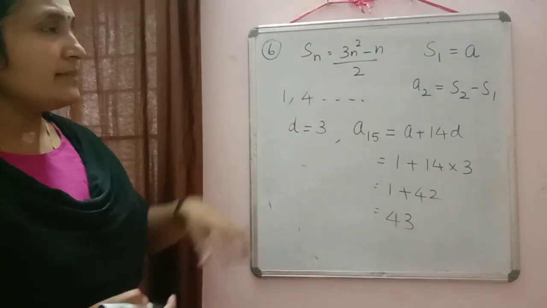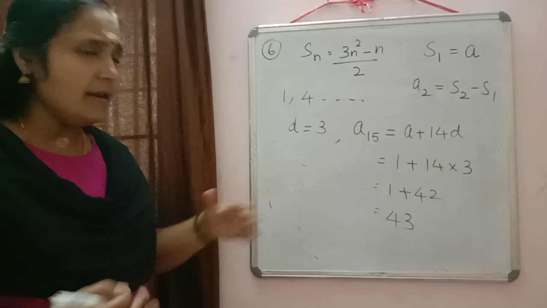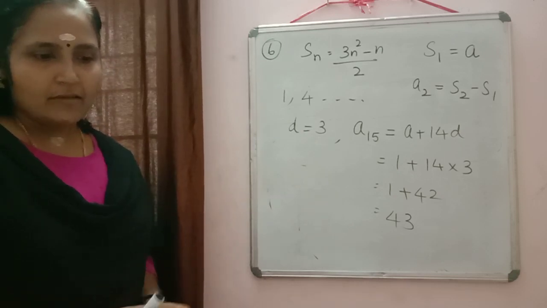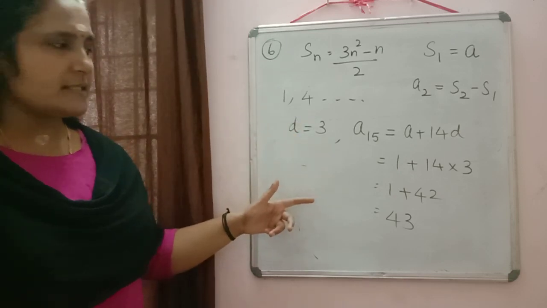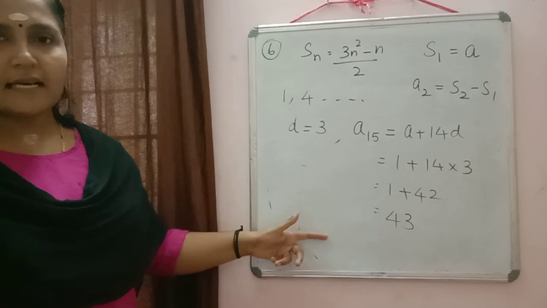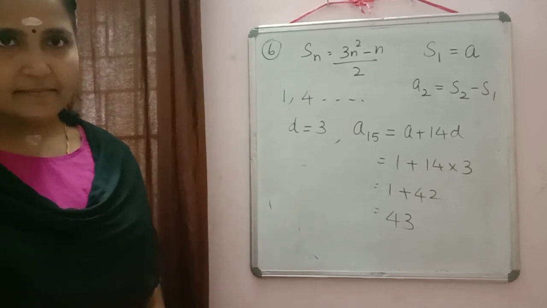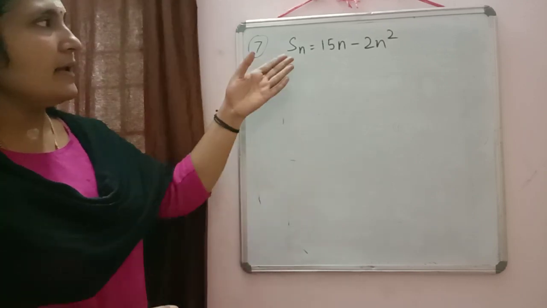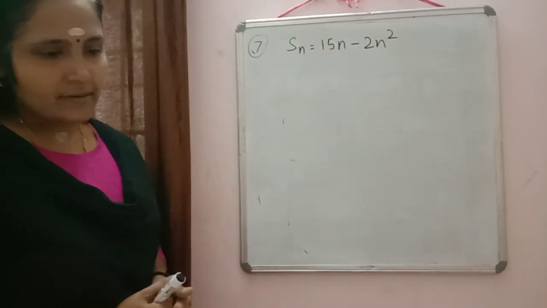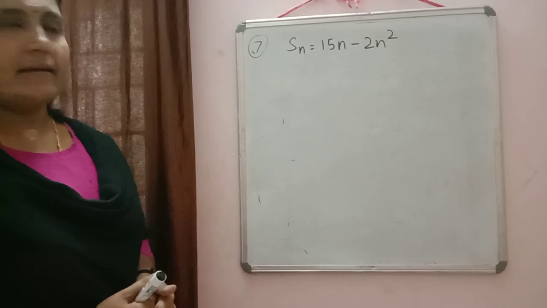So that is the difference when AN is given and when SN is given. So one more question we will do of this type. So I think the method is clear to you. So moving on to the next question. Now here again we have SN and find AN and A10.